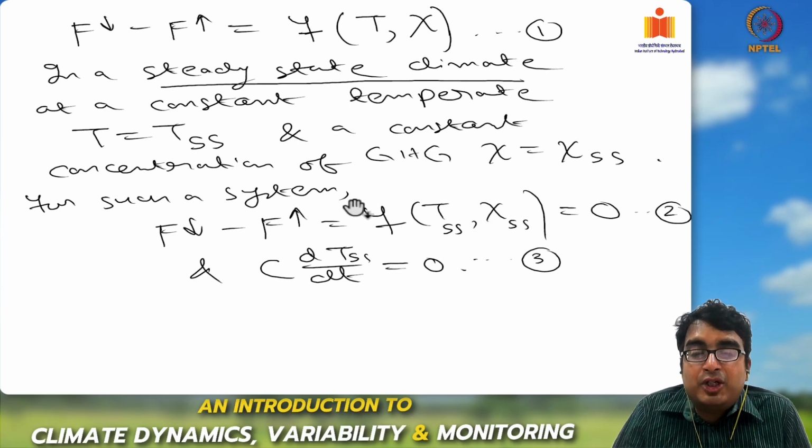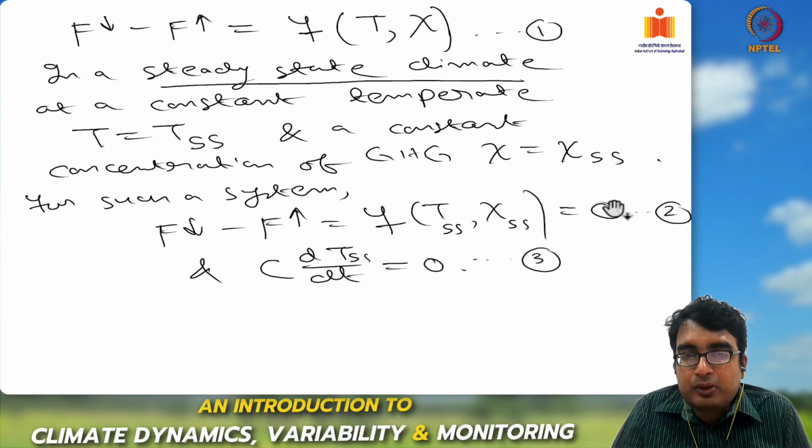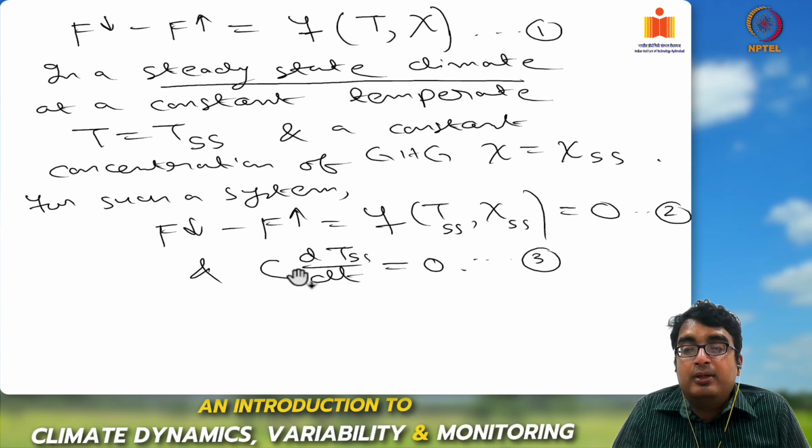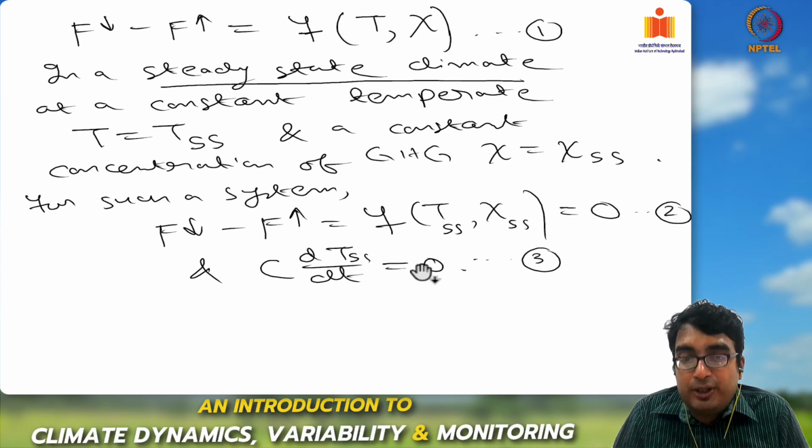So the functional dependence of this term as a function of T steady state and X steady state will be equal to 0. Hence, the differential equation becomes C dT_SS/dt, which is equal to 0. So T_SS is a constant. So this is what happens when the climate system is at a steady condition.